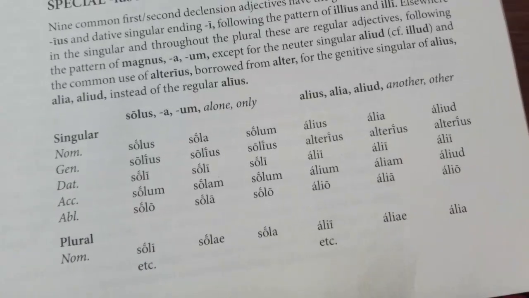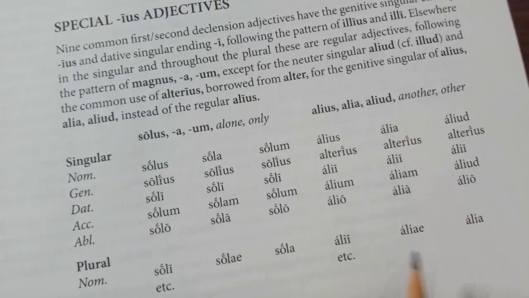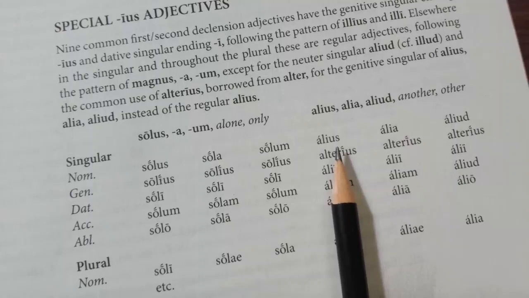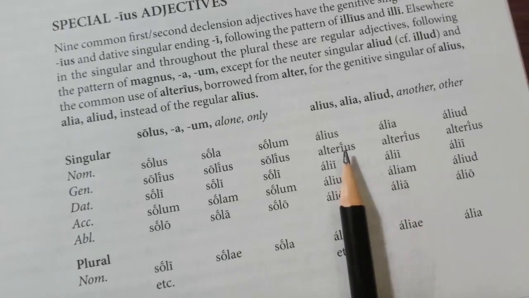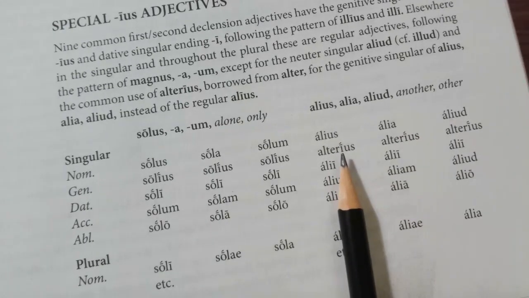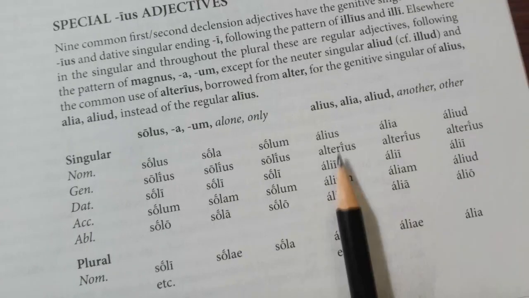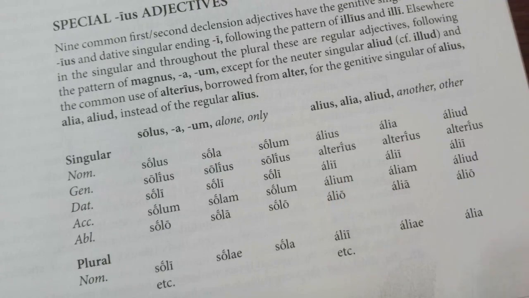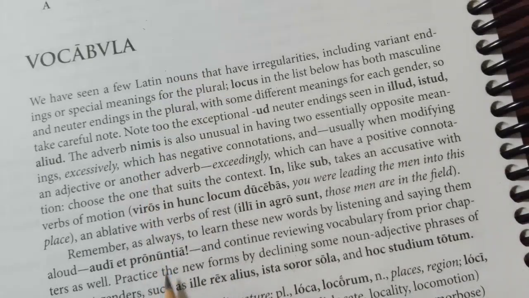Looking at our chart, let me show you that. Another thing to keep in mind is that alius for the genitive borrows the form from alter. Note that as well, that it's borrowing. Those words are very similar, so they're allowed to do that. Okay, let's go on. You can read this paragraph on your own.